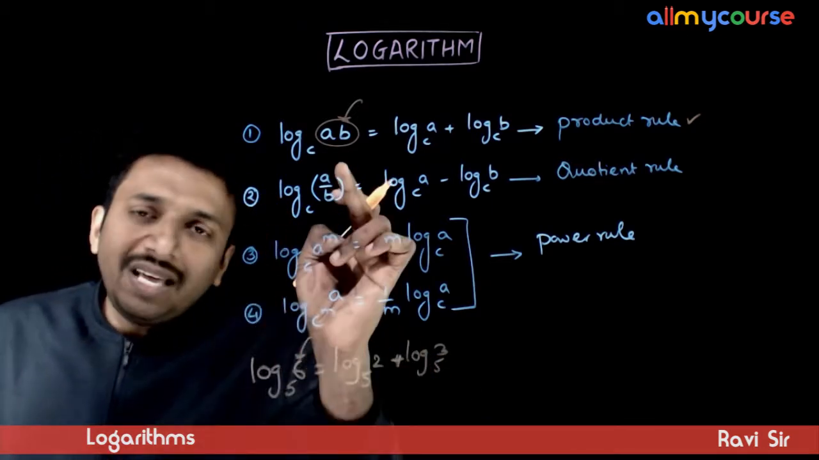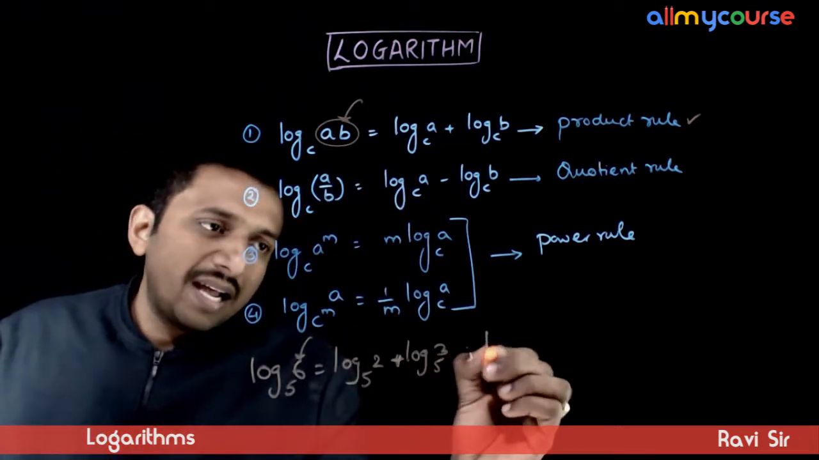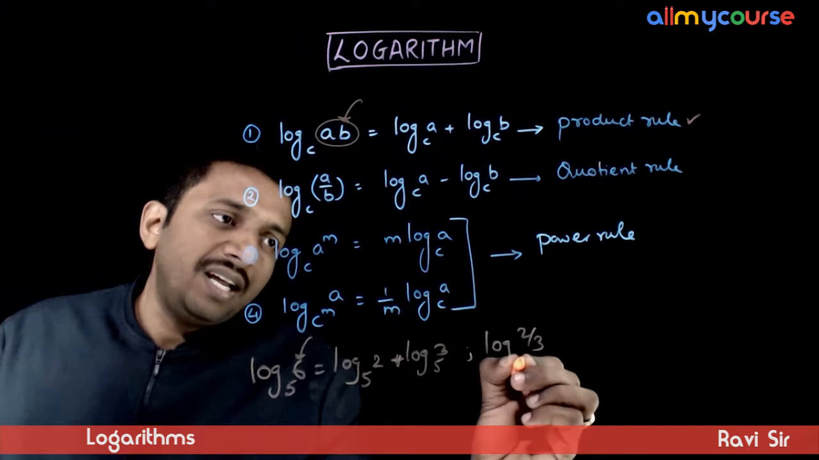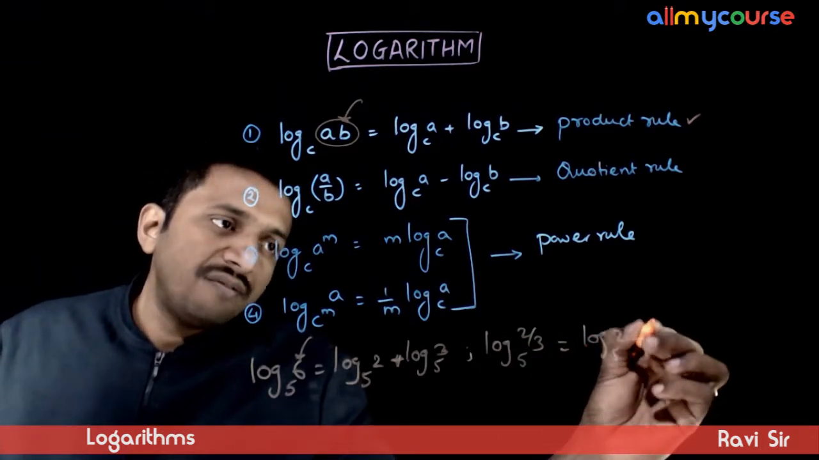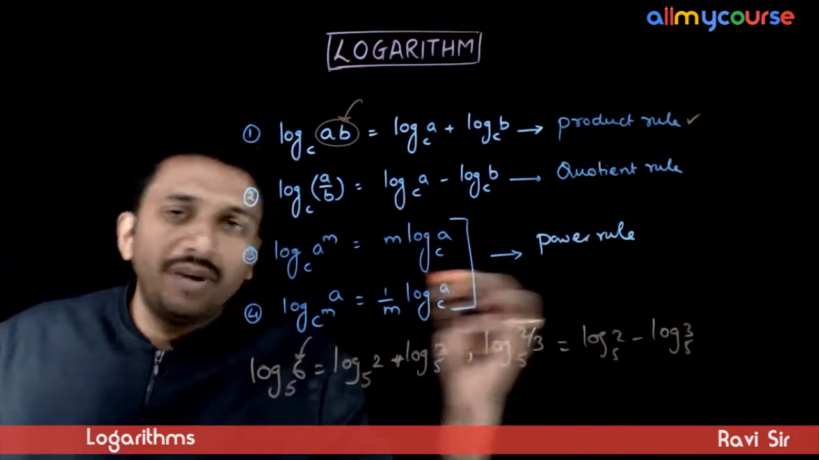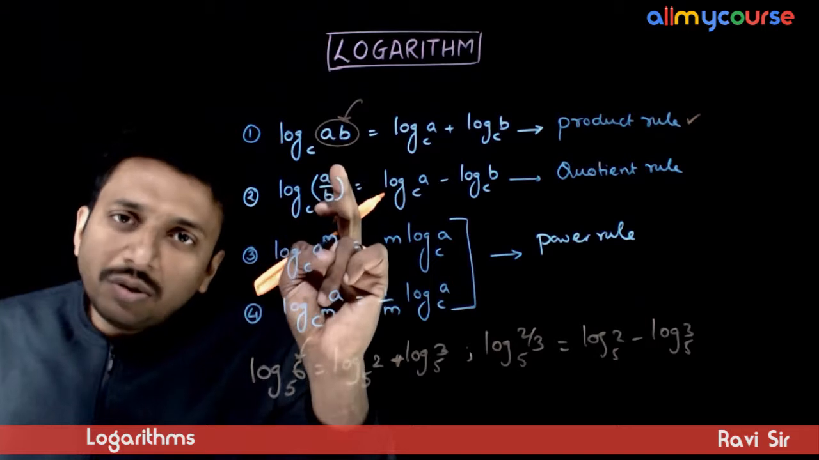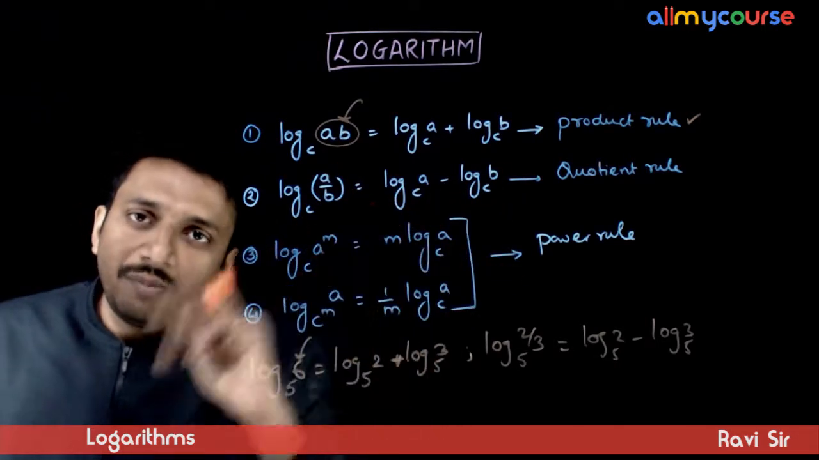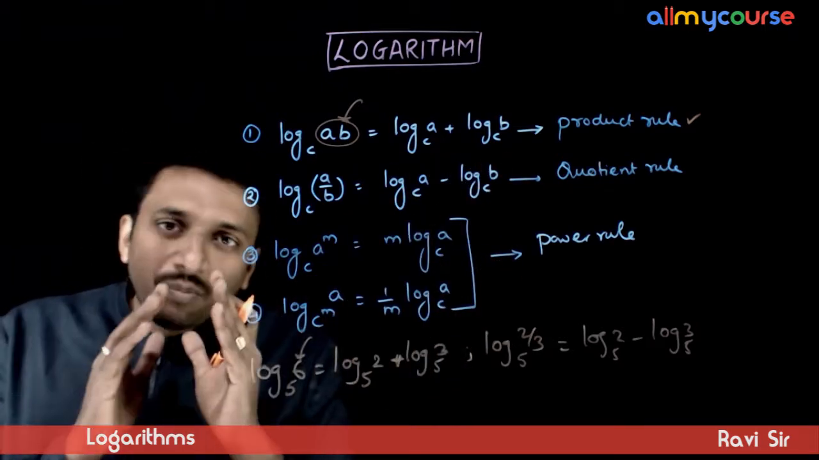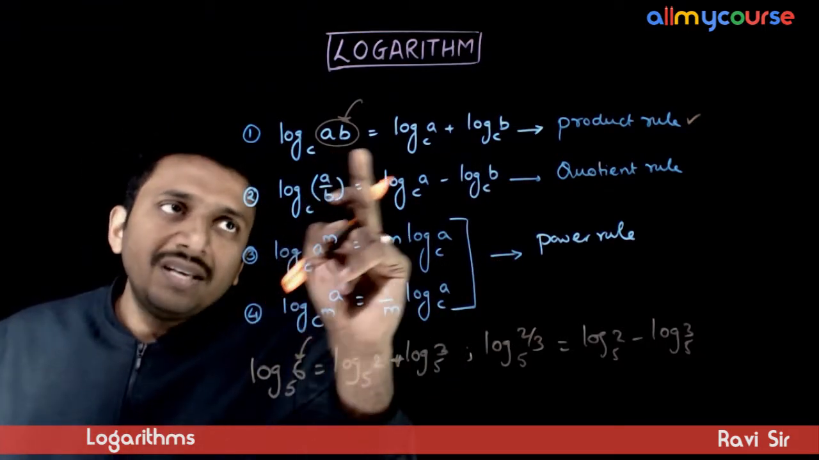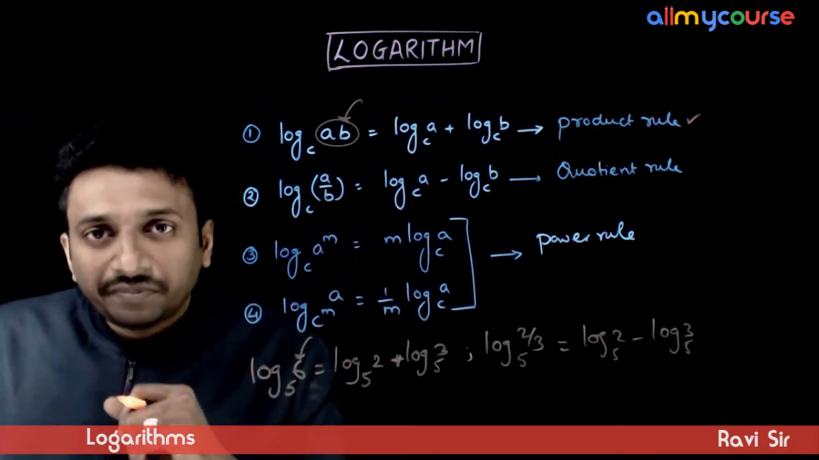And the second property is log A by B to the base C. Something like log 2 by 3 to the base 5 can be written as log 2 to the base 5 minus log 3 to the base 5. So log A by B to the base C is log A to the base C minus log B to the base C. These two are the most important. So log AB is log A plus log B, and log A by B is log A minus log B.